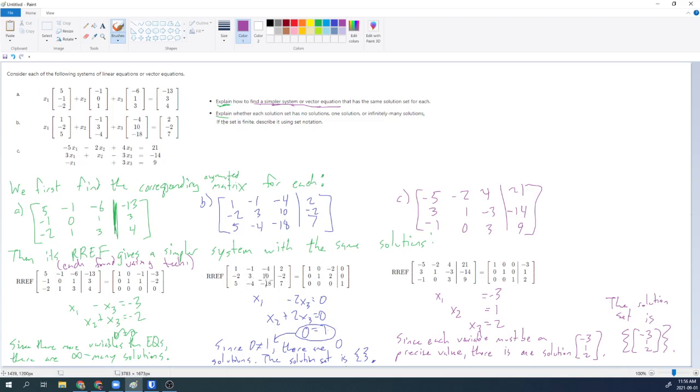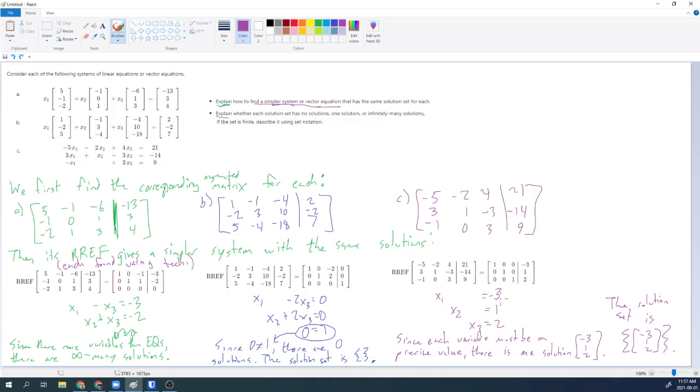Over here, I saw a contradiction, and so I said, well, hey, there's a contradiction. 0 doesn't equal 1. That's the only contradiction, by the way, of course, that you'll get from an REF matrix. But since 0 doesn't equal 1, no way we can satisfy all these. There are 0 solutions, and the solution set is the empty set.